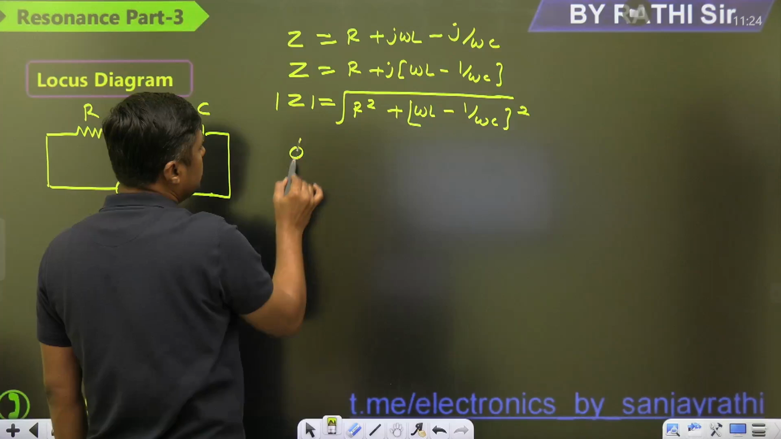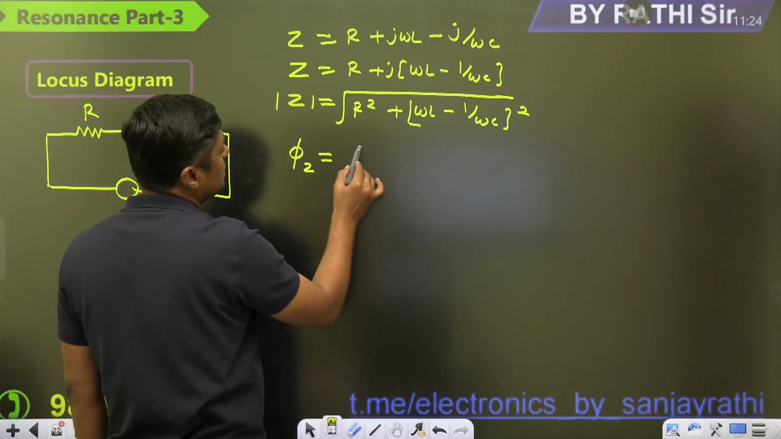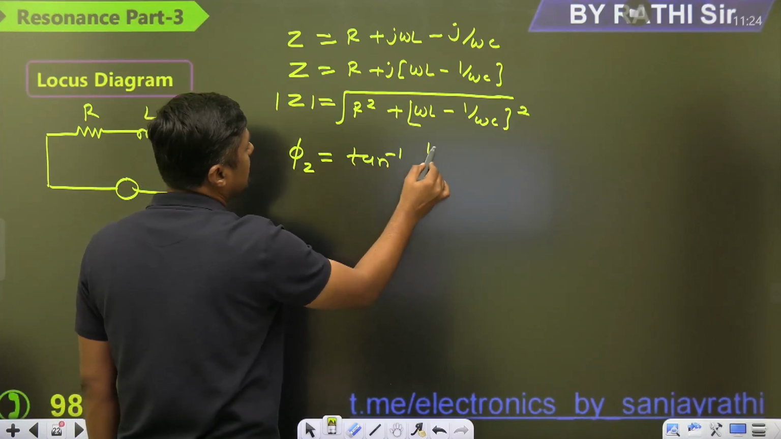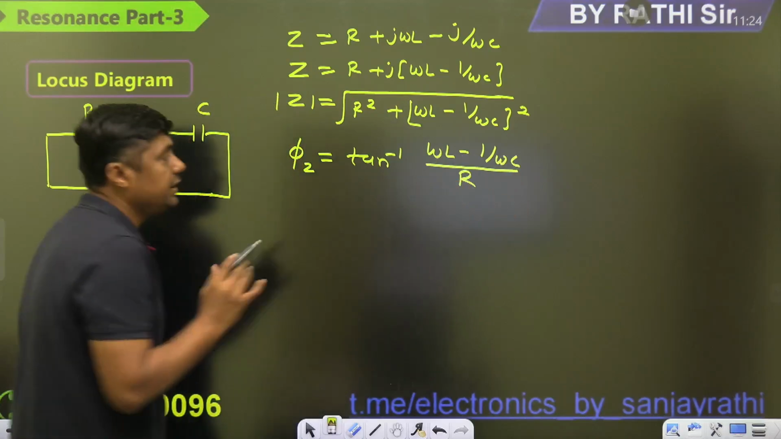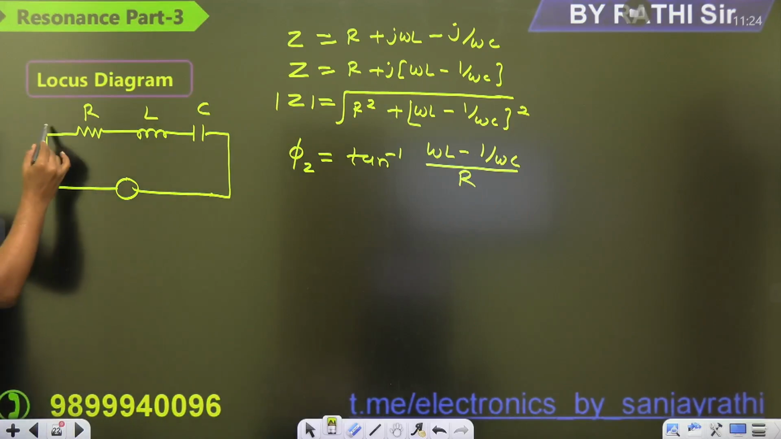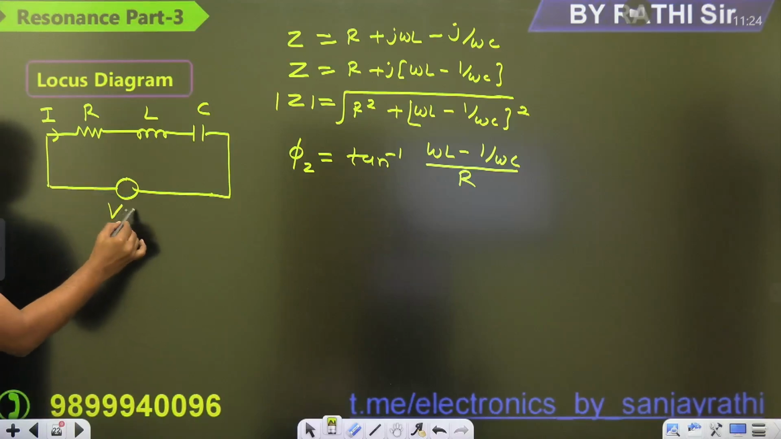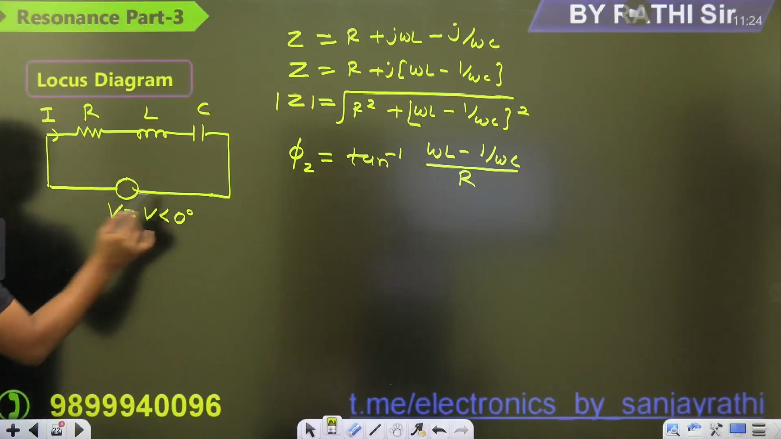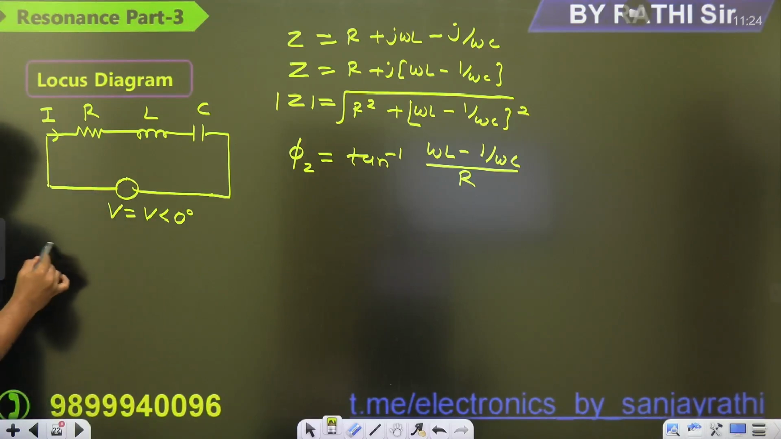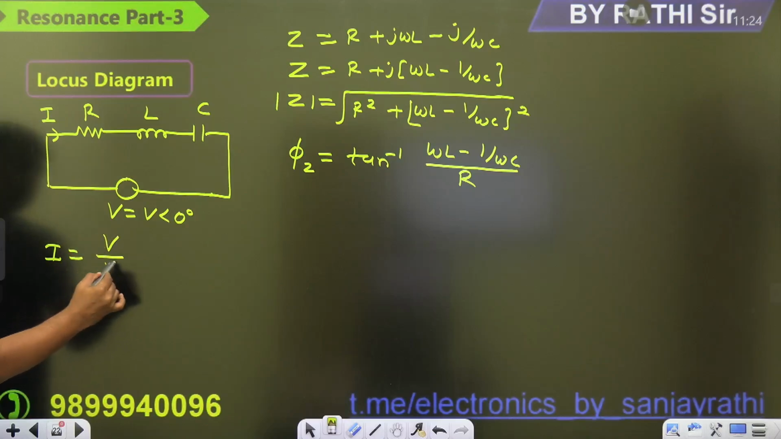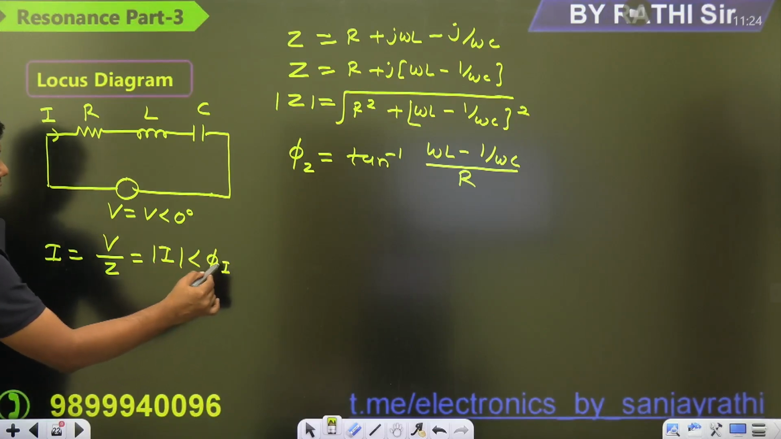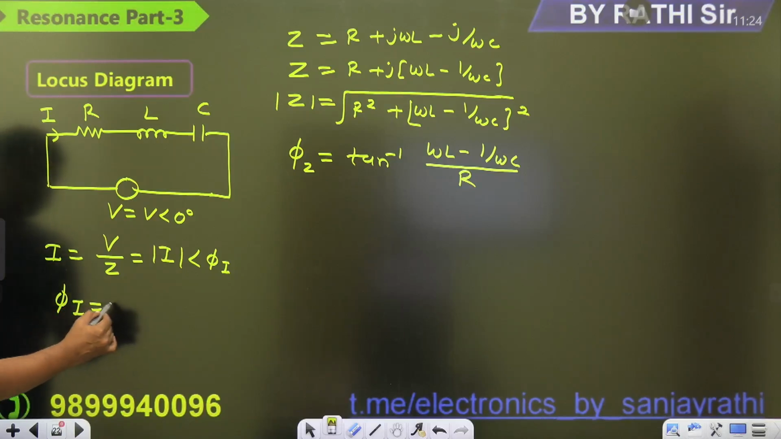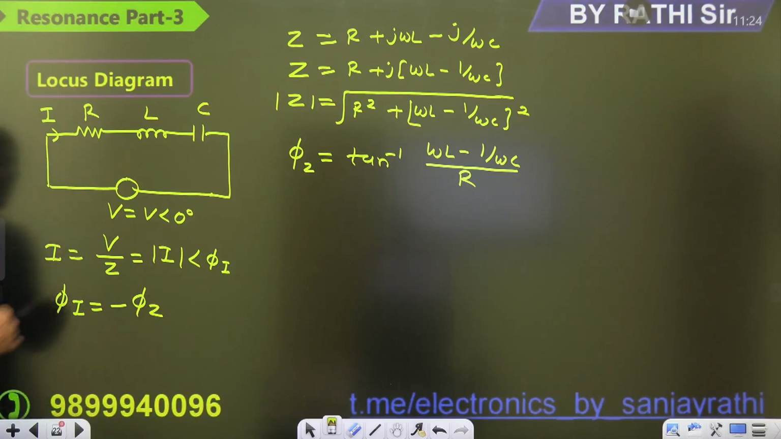What is the phase of that? Phase of impedance is tan inverse of imaginary part upon real part, right? And always remember V and I. Just I have taken V, angle is what? 0 degree, just reference. I is what? As you know, V by Z. That is the magnitude of I and angle phi I. And as you know, phi I is minus phi Z, because it is in the denominator.